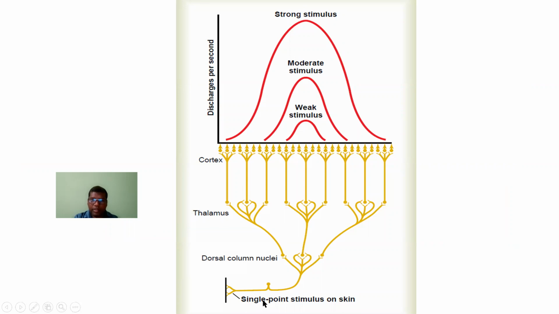So for example, this is a single point stimulus in the skin. It goes through the spinal cord from the dorsal root and enters the brain stem. Then the thalamus will relay the sensory information to the different specific positions of the cortex. So the thalamus also plays a role as a relay center. All the information goes to a specific portion of the cortex, and this cortex will analyze whether the stimulus is a weak, moderate, or strong stimulus.